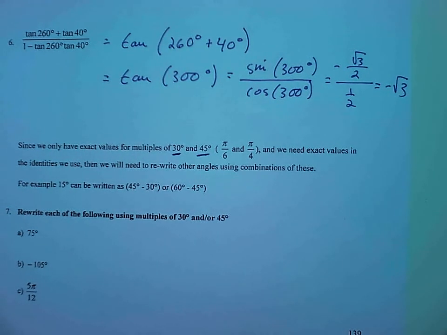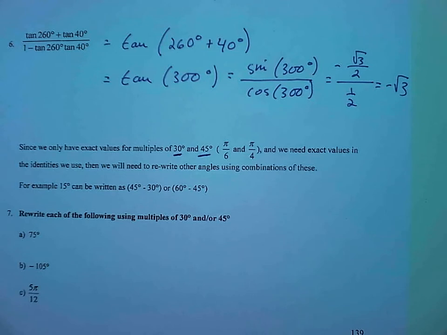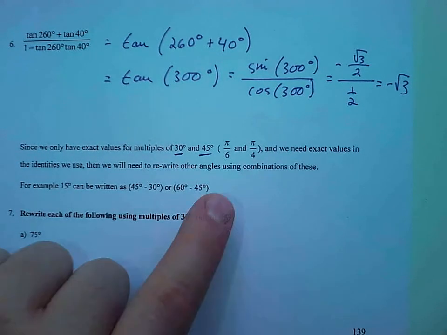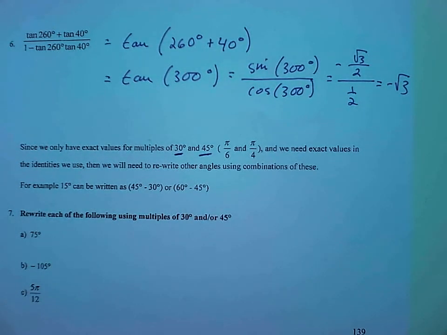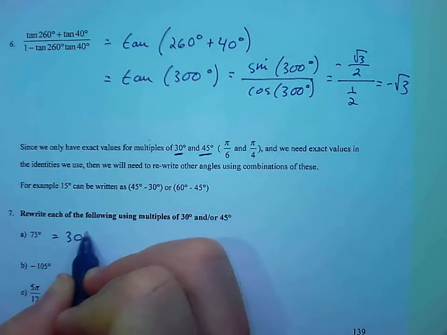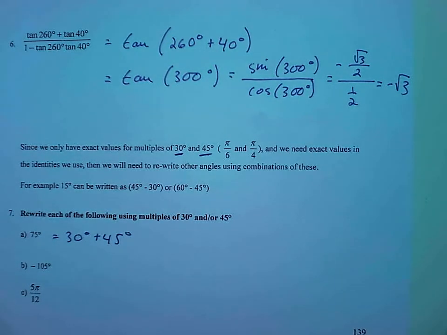So then in number 7, and for the next couple examples, or at least for 7a, b, and c, it says, rewrite each of the following using multiples of 30 degrees and/or 45 degrees. Alright, so we're just going to stick to 30 and 45 degrees. And then at the bottom we have one here in terms of pi, so then we're also going to do it in terms of pi over 6 and pi over 4. So for A, 75 degrees, we can rewrite this as 30 degrees plus 45 degrees. So that was a pretty simple one.